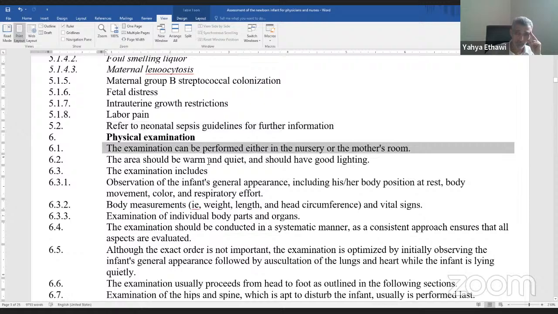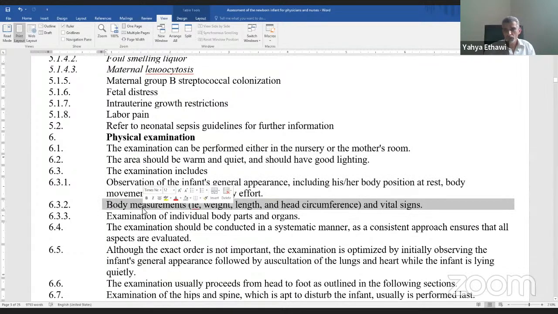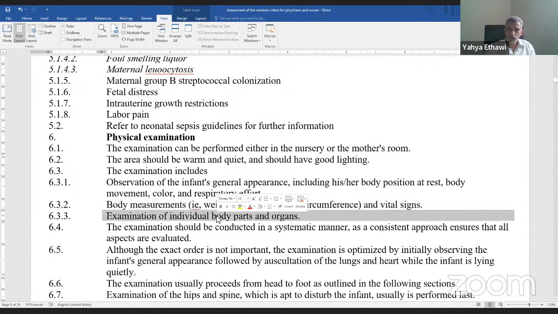Physical examination should be done in the nursery or in the mother's room. It should be warm and quiet, with good light. The examination should include general appearance assessment, positioning of the baby, universal flexion or not, movement, color, and respiratory effort. We should have the measurements of the vital signs and anthropometrics, and then examine the local body parts.